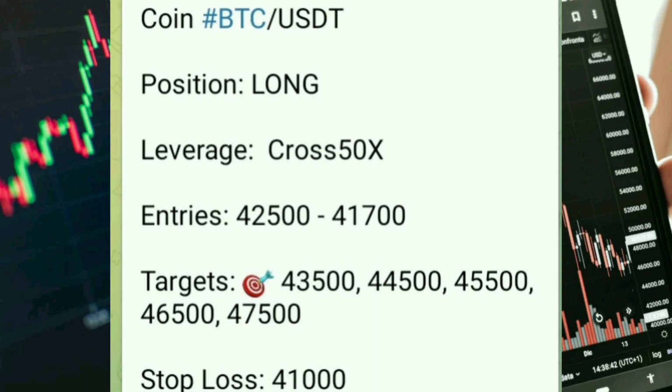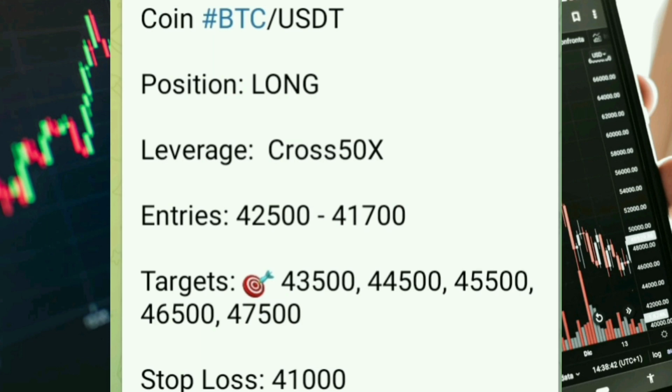Now this stop loss, SL means stop loss, which is 41,000. Remember, our entries are 42,500 to 41,700. So coming down to 41,000, that means you're in loss. You should set your stop loss at 41,000 so that when you're losing, you will not lose the whole of your money. When the price gets to that figure, the trade will leave the market for you, will close the market for you. That is that for this future trade.